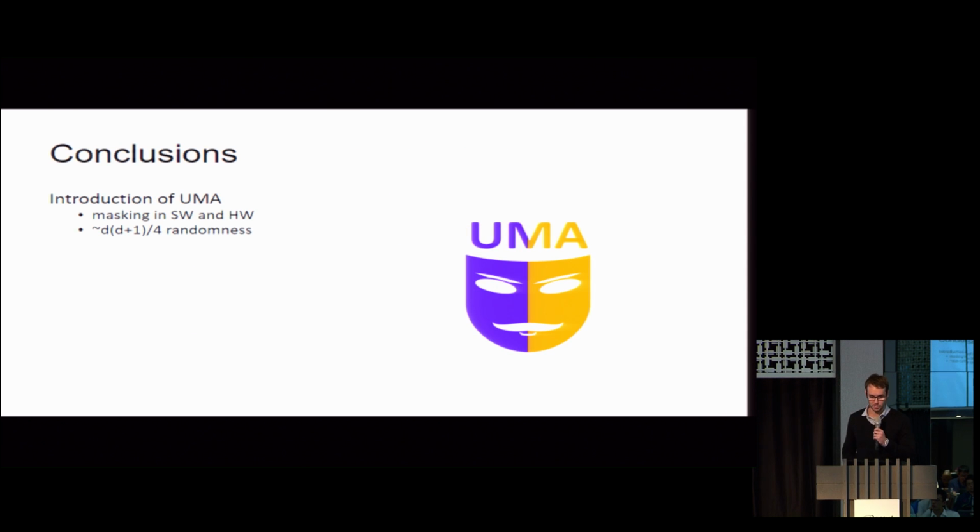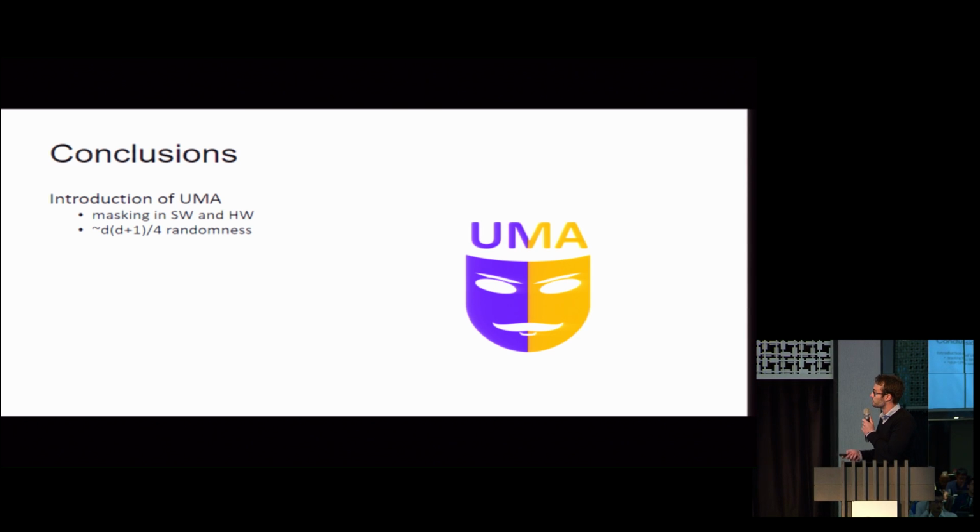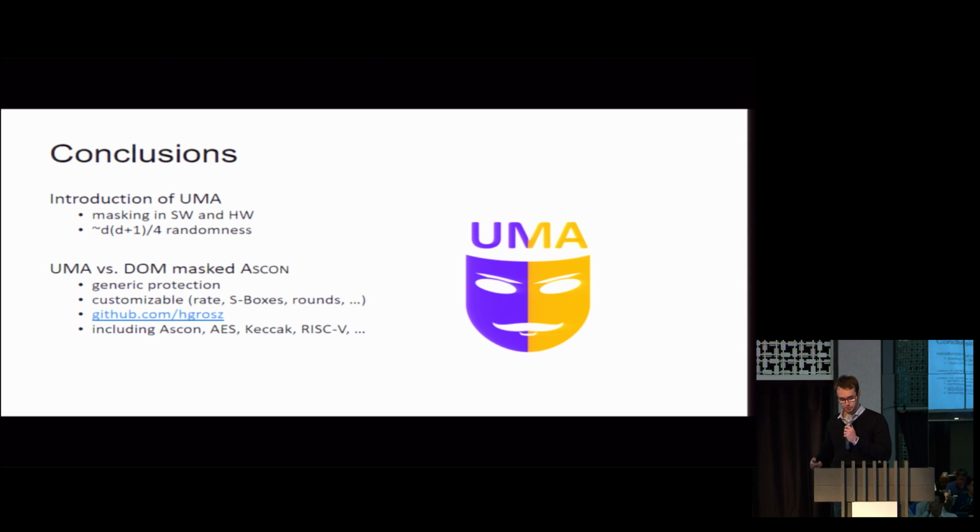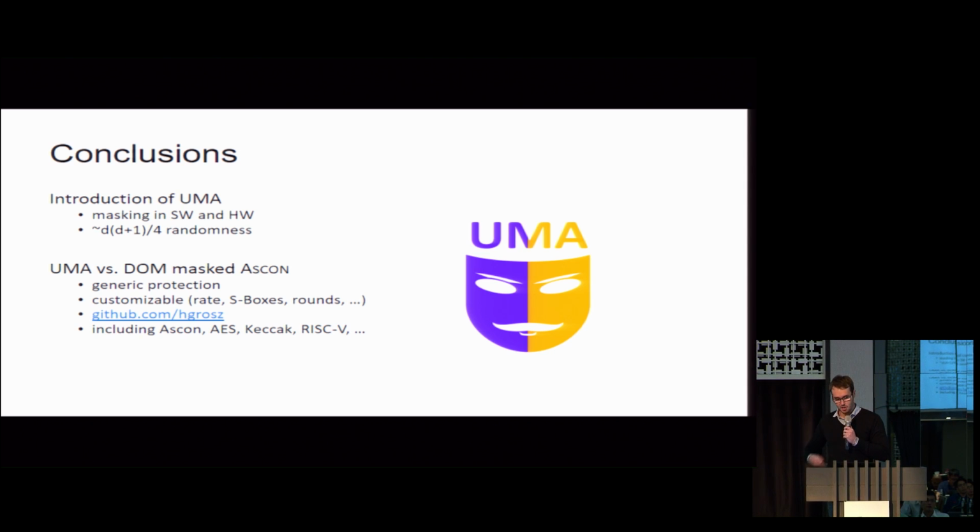So this already brings me to the conclusions. Today I had the pleasure to introduce UMA to you, a masking scheme that can be used in software and hardware likewise. It saves randomness, especially in hardware, but also in software. And we showed a practical case study where we compared UMA versus DOM in hardware on the basis of ASCON. Both designs are completely generic in terms of protection order, are highly customizable, and are also available at GitHub to check out.